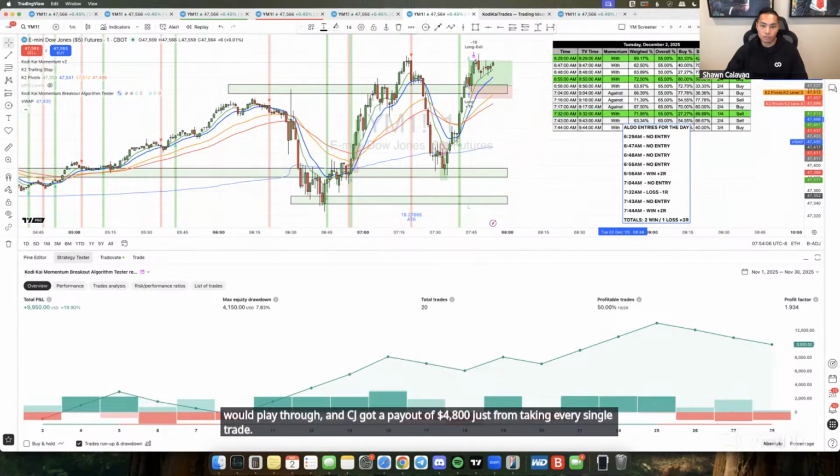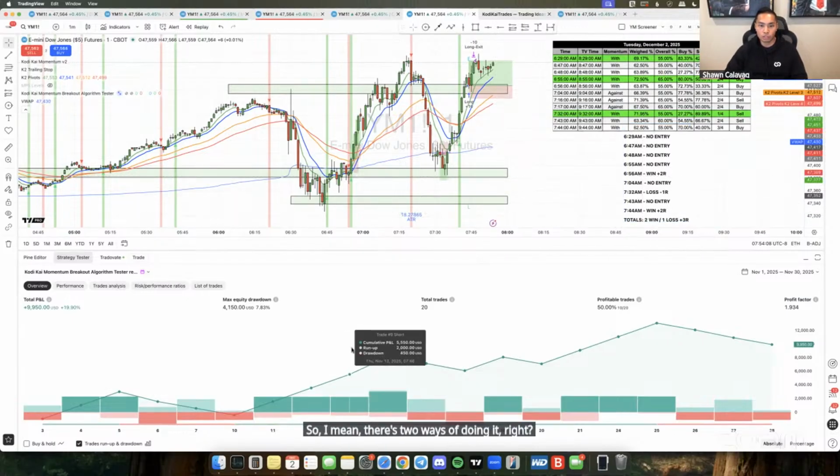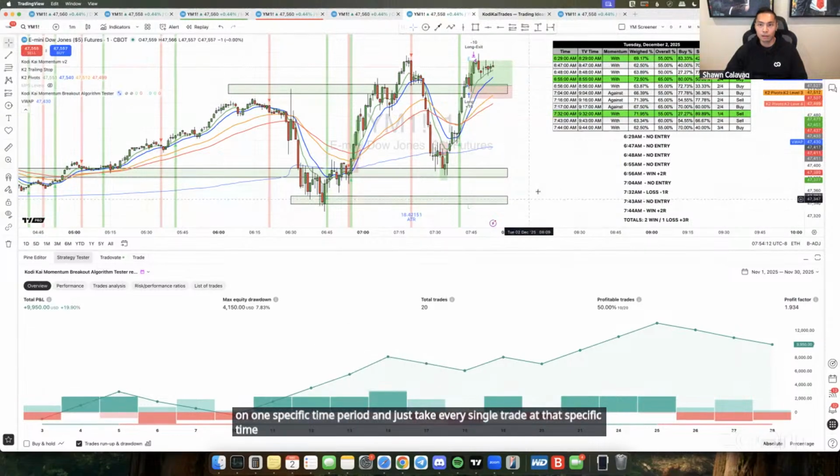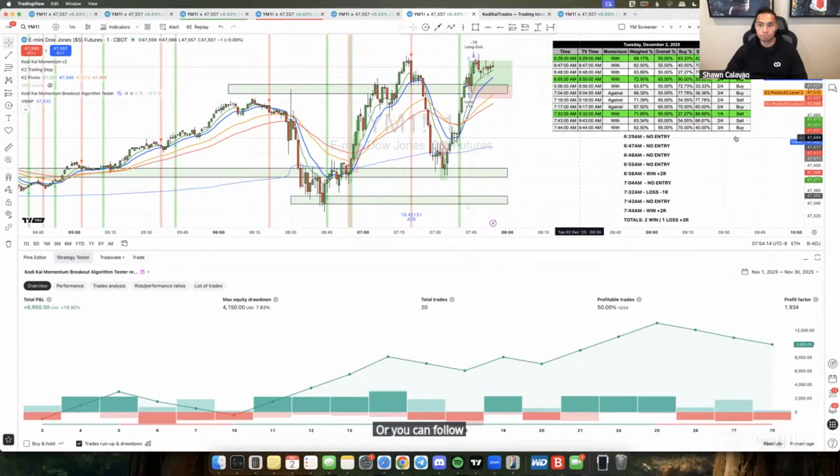So I mean, there's two ways of doing it, right? You can just focus on one specific time period and take every single trade at that specific time every single day, or you can follow the list of trades, of course. Either way, it's going to work pretty well.